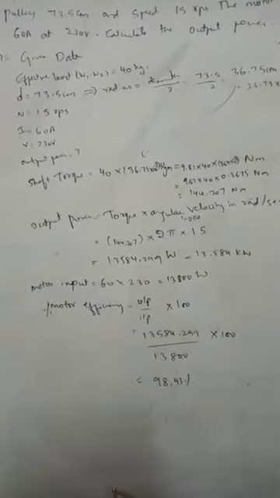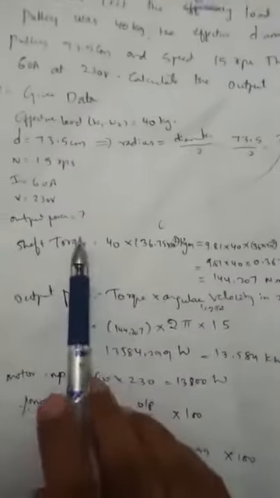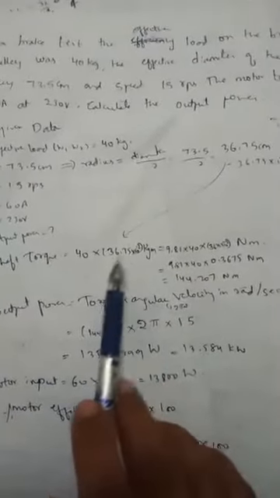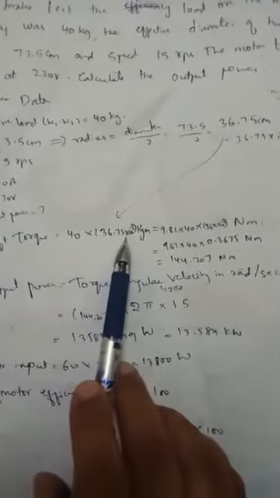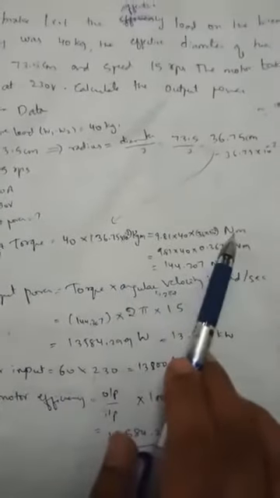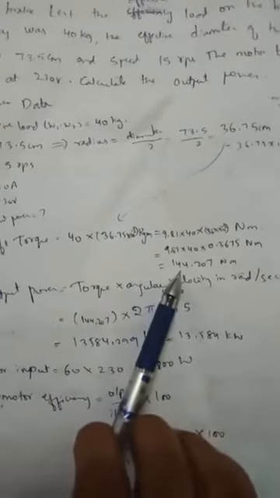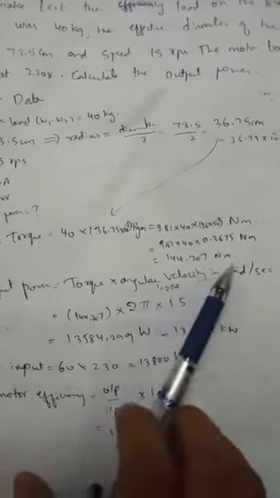Speed is given as 15 rps, current is given as 60 amps, voltage is 230 volts, and we have to calculate the output power. Shaft torque is given as 40 into this 36.75 radius, that is 36.75 into 10 power minus 2 kg meter. If you have to convert that into Newton meter, multiply it by 9.81. So I am getting the value as 144.207 Newton meter.